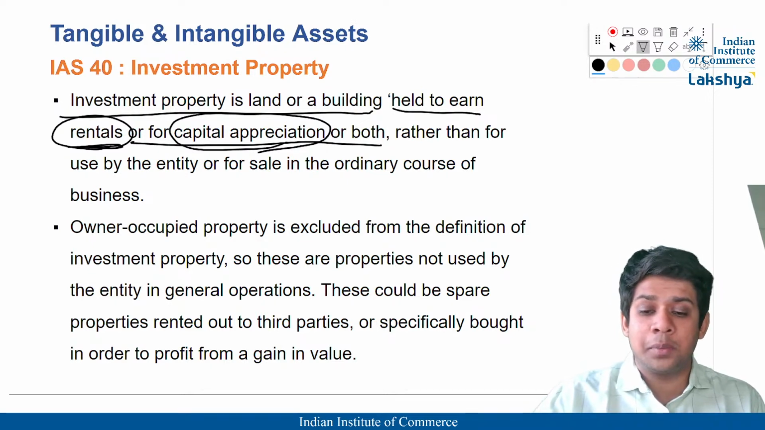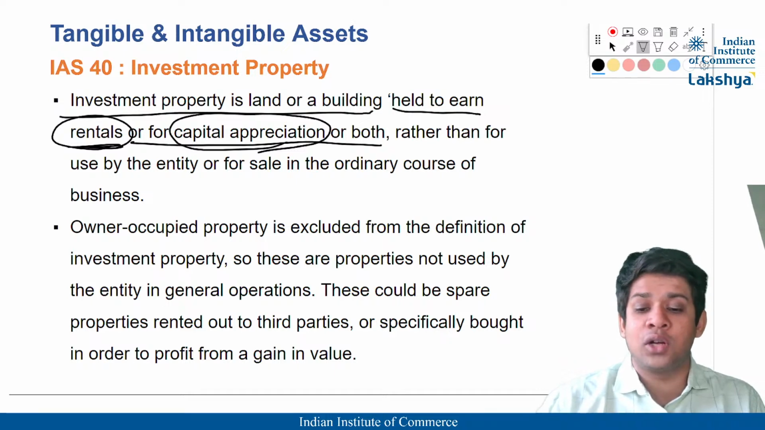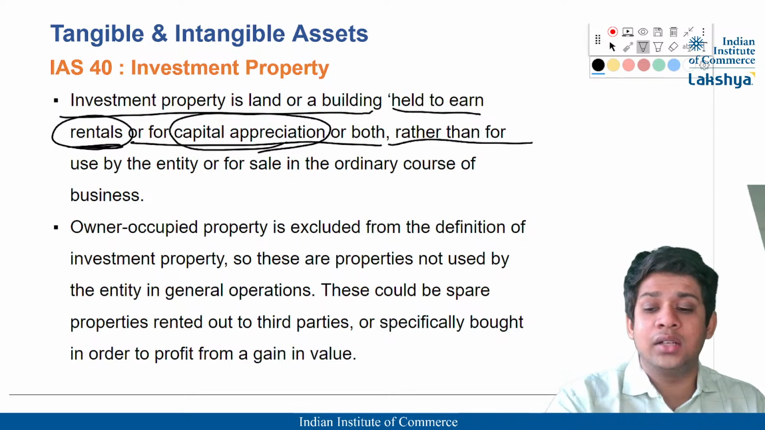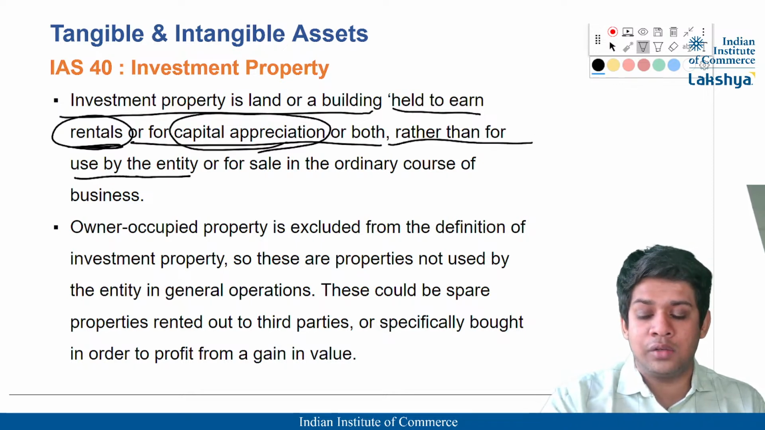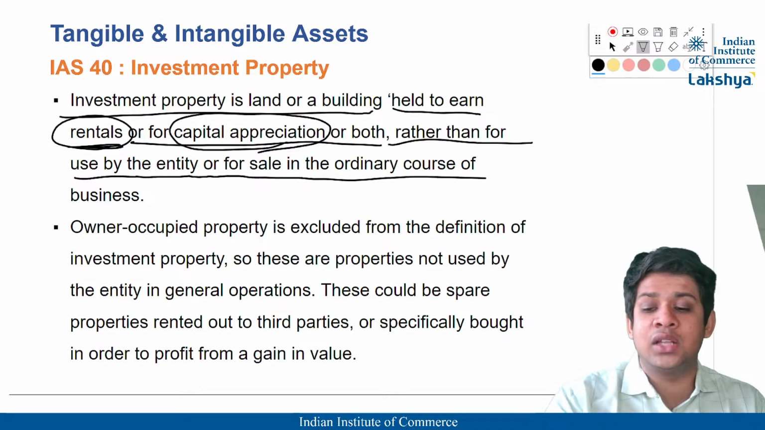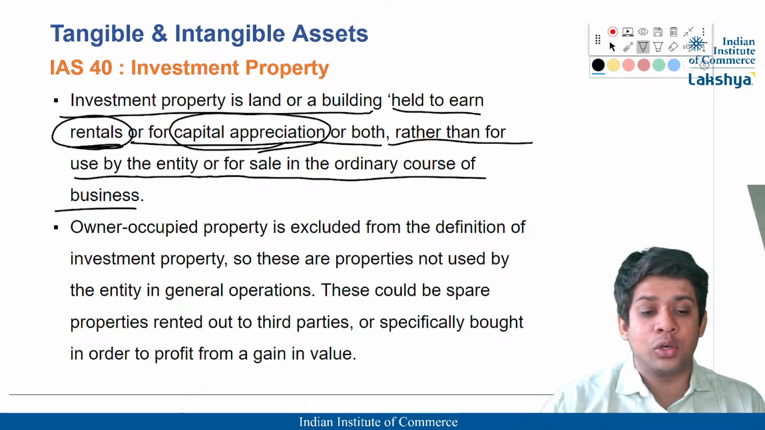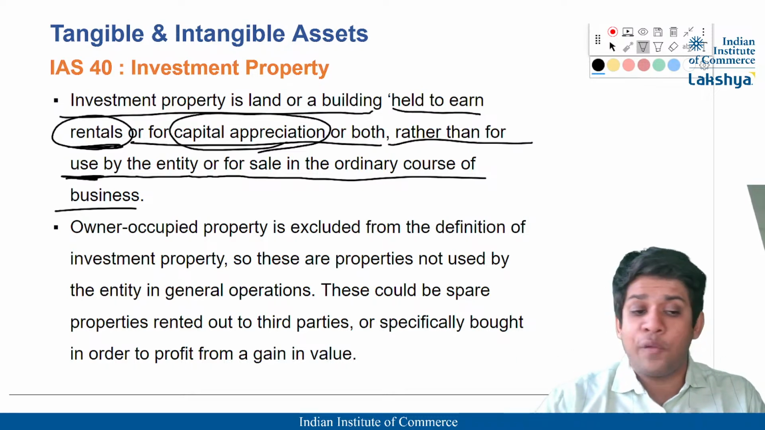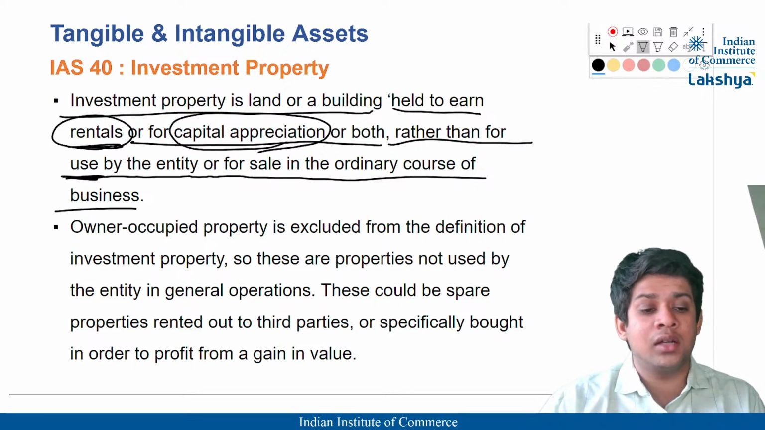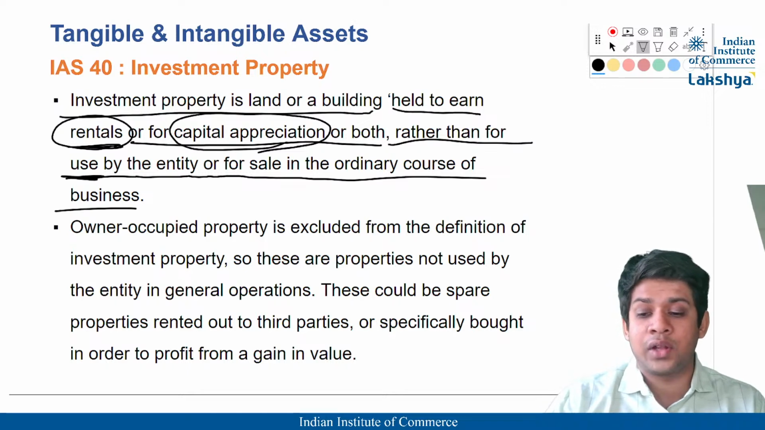So it is held for both the purposes or either of the purposes, that is for earning rentals or for capital appreciation or both, rather than for use by the entity or for sale in the ordinary course of business. So it should be technically for earning rentals or for capital appreciation, not for the use of the entity. Like the entity might use it for their administrative purposes, like an office building. An office building is not an investment property because there they are actually performing their administrative activities, right?